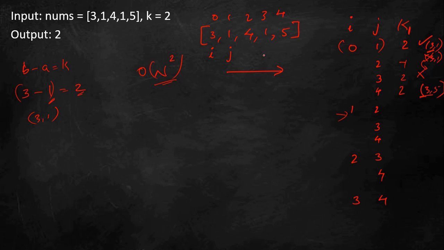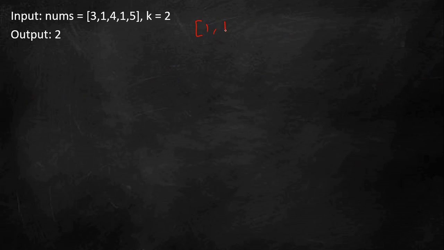We can optimize this by using sort. What I mean by that is, if I sort this particular array, it will be 1 1 3 4 5, and let's say the indices are like this. Once I sort this array, the condition is given as b minus a equals k, where b is greater than a.